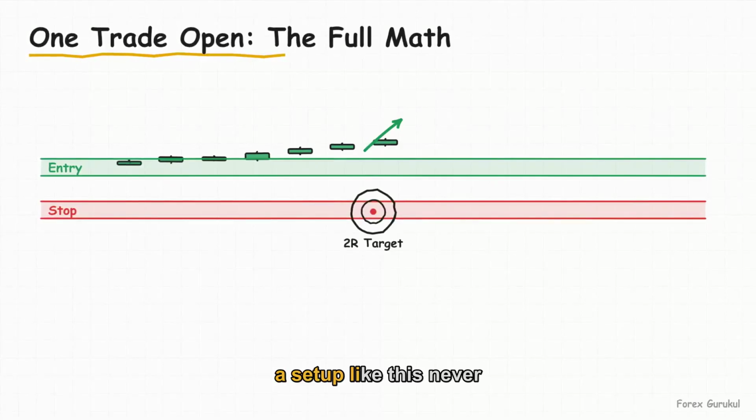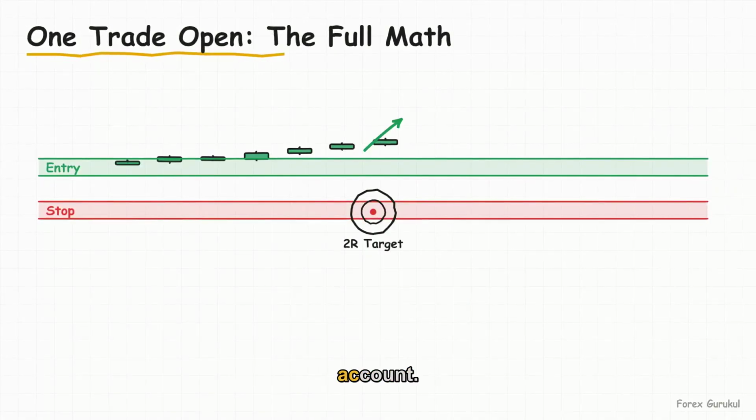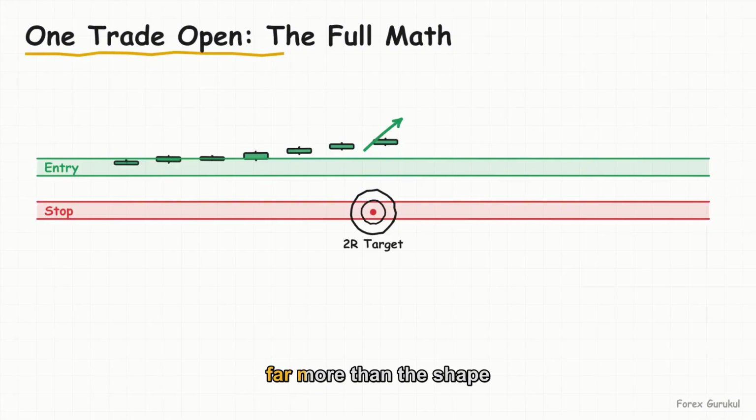Remember, a setup like this never guarantees a winner. Breakouts fail constantly. The stop is the only thing that actually saves the account. And where this breakout happens on the bigger chart matters far more than the shape of the candle itself. Context beats pattern every time.